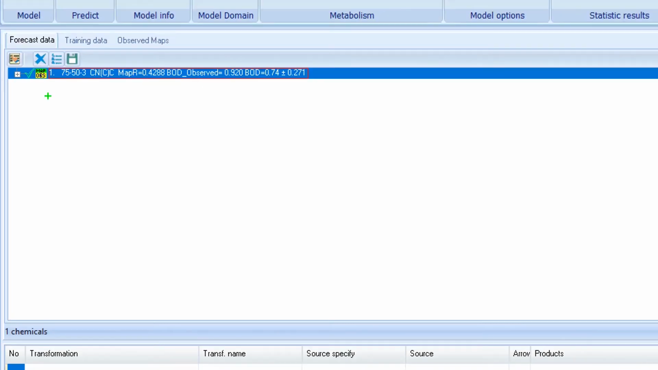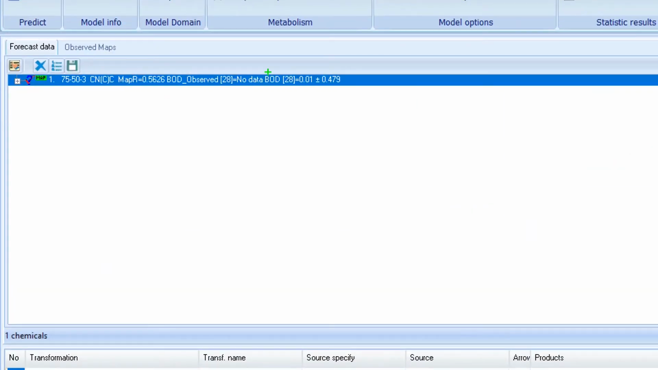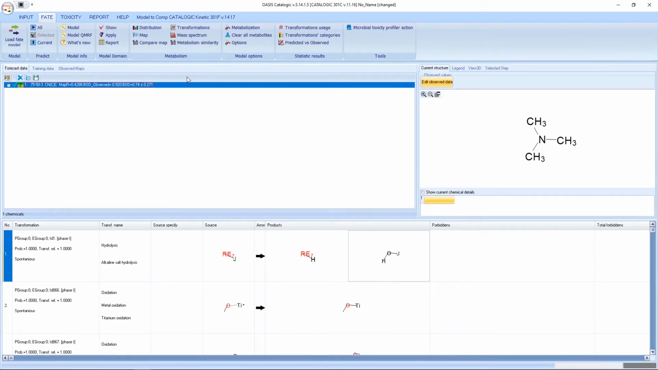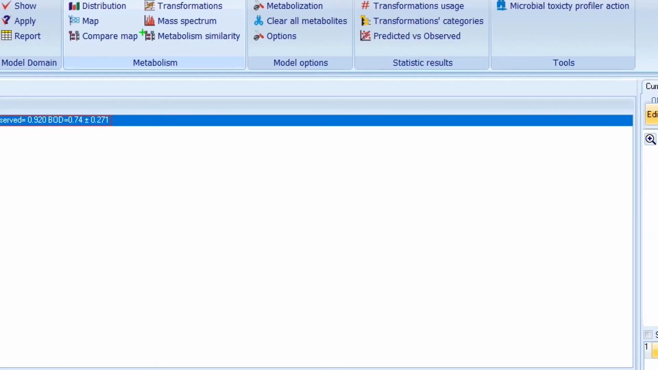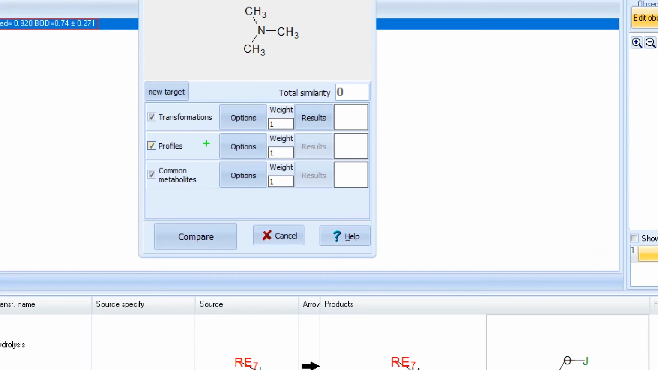However, in the current case study, trimethylamine is observed and predicted as readily biodegradable in the 3.1C model, and predicted as not readily biodegradable in the 3.1F model. These conflicting results could be explained by different metabolism of the target chemical simulated by both biodegradation models. In this case, the metabolic similarity tool could be very useful. The available three metabolic similarity criteria which could be used for comparison are already explained in part 1 of this video.